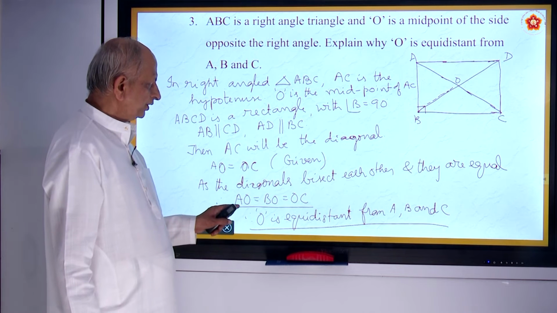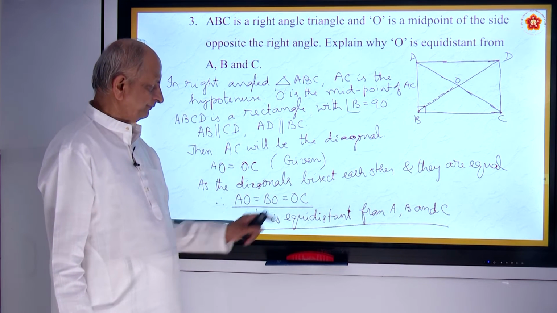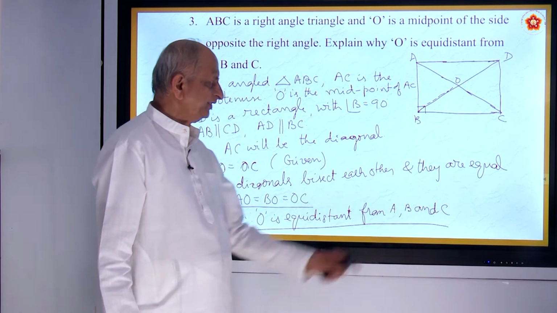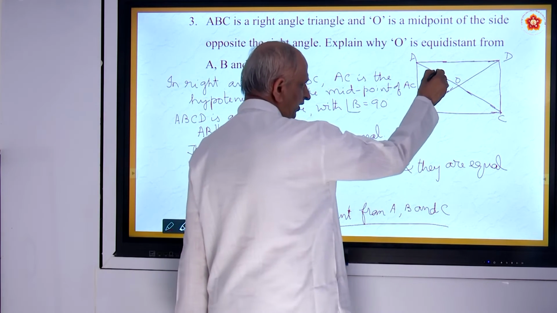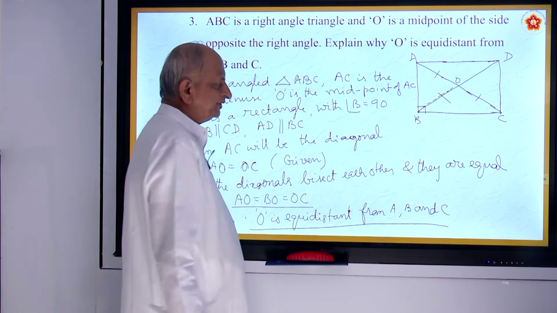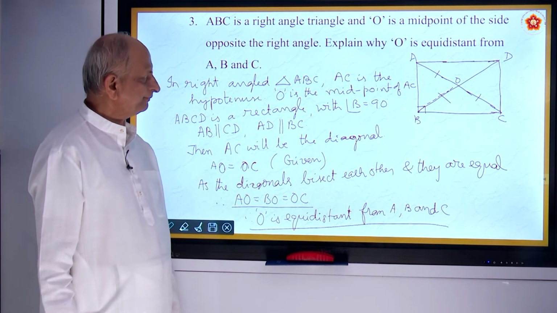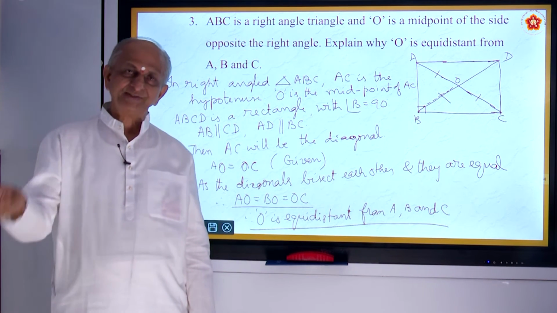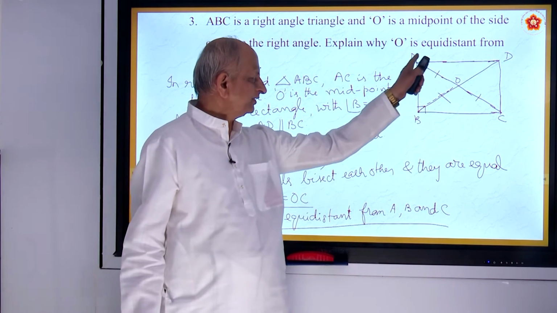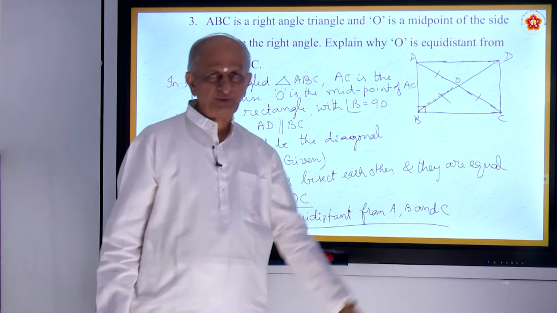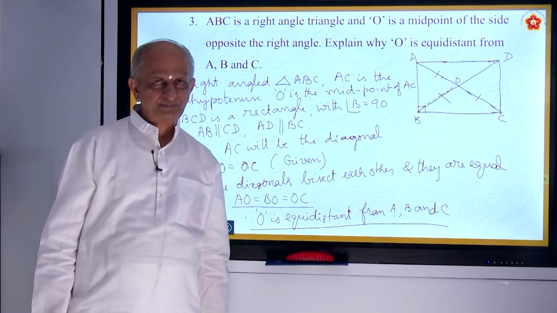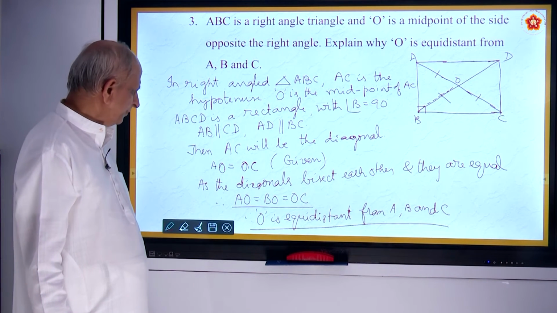So, you have AO is equal to BO is equal to OC, means what? O is equidistant from A, B and C, means what? AO, BO and OC, all the three will be equal, that is the meaning. Or you can draw a circle also passing through this. With O as center, you can draw a circle passing through A, B and C, that is the meaning. It is also called circumcenter. Okay, that is all the home assignment.